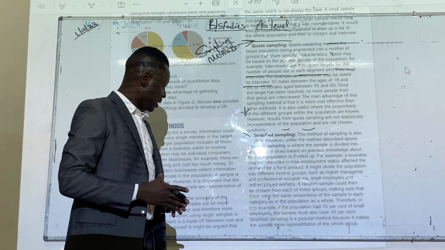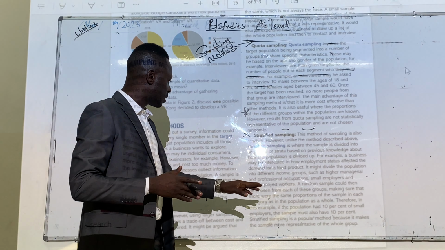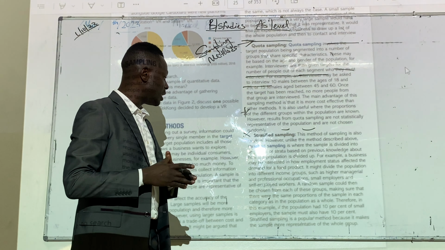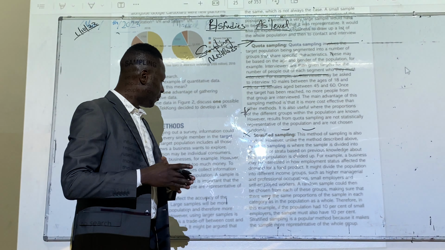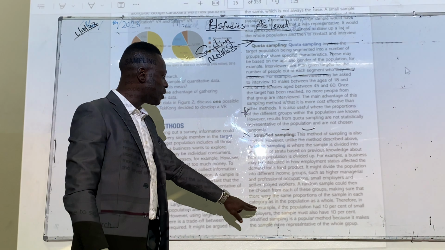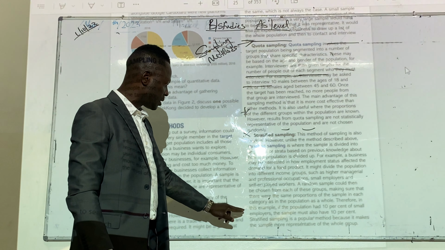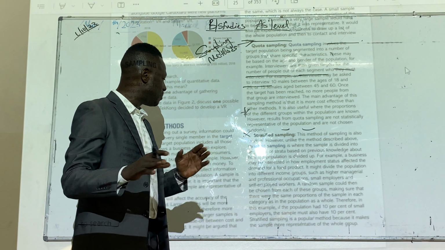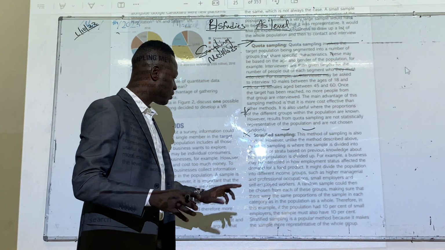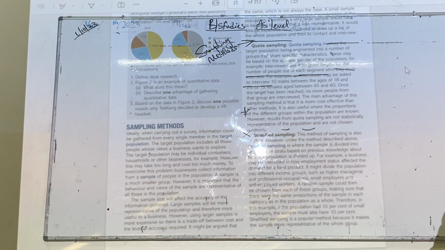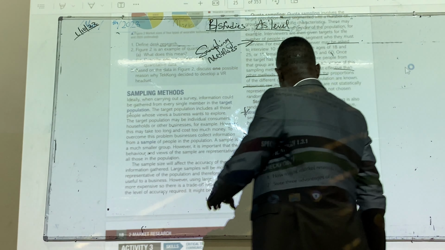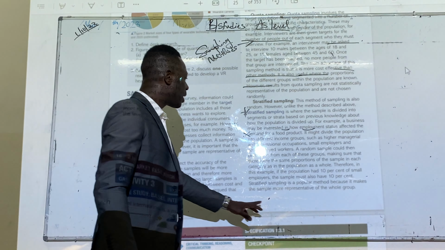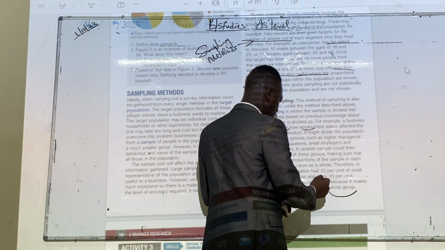making sure that there were the same proportions of the sample in each category as in the population as a whole. Therefore, in the example, if the population has 10% of small employers, the sample must also have 10%. Stratified sampling is a popular method. It's a popular method because it makes the sample more representative of the whole group.